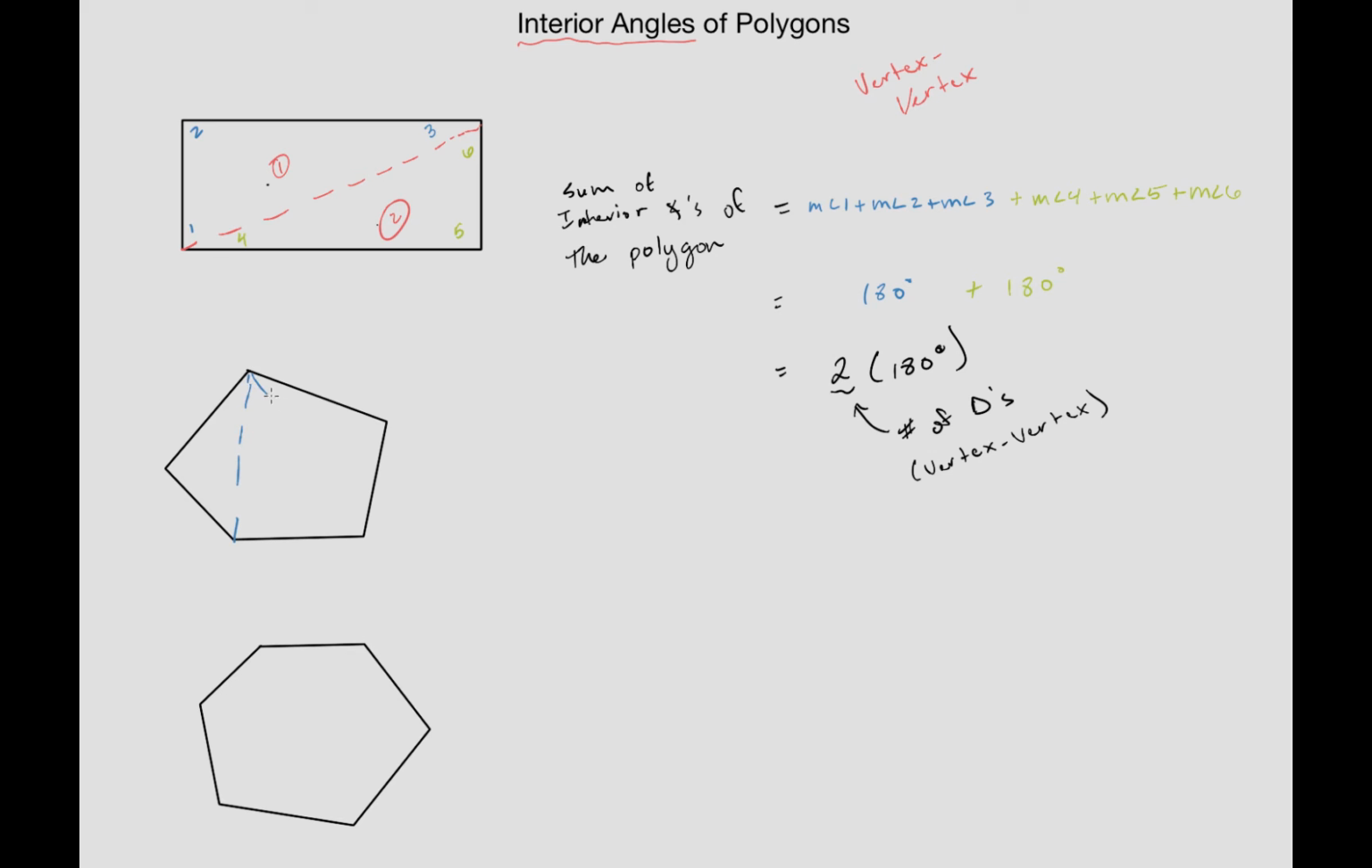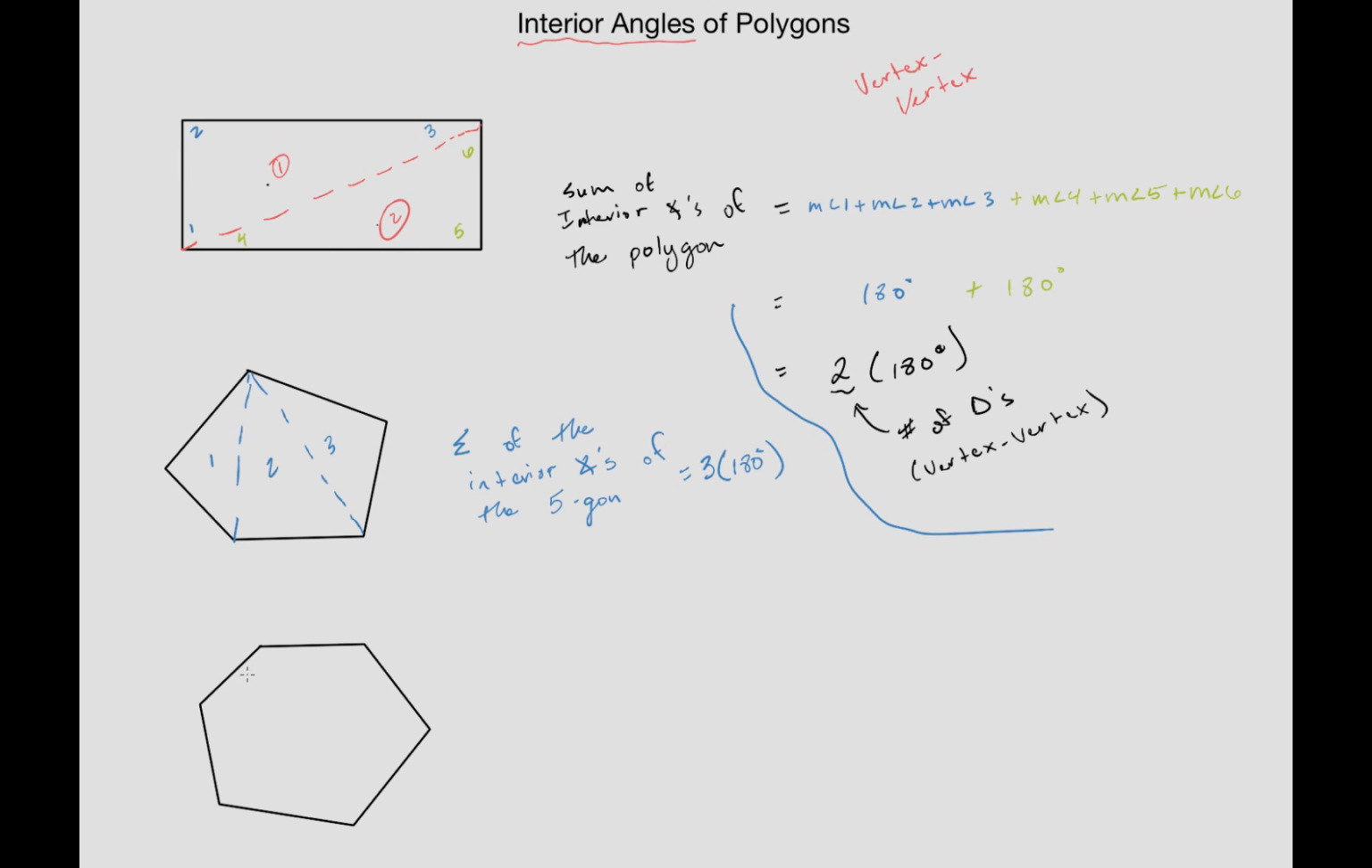Now we'll go ahead and do the same thing for these other polygons here. So this one has 3 triangles. So I know that the sum of the interior angles of this one has to just equal 3 times 180 degrees.